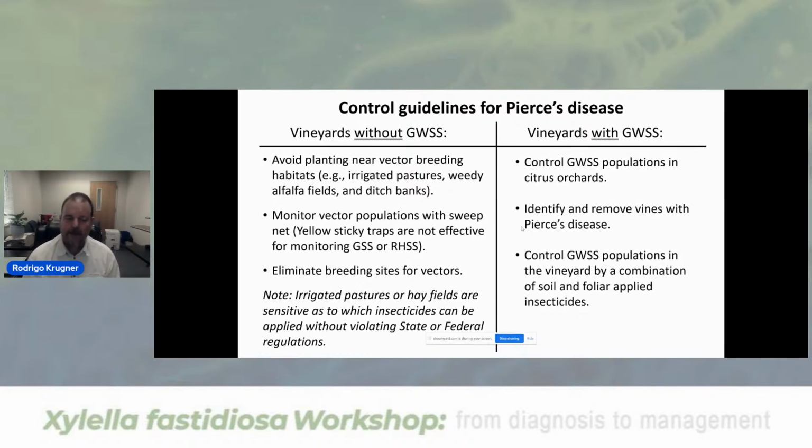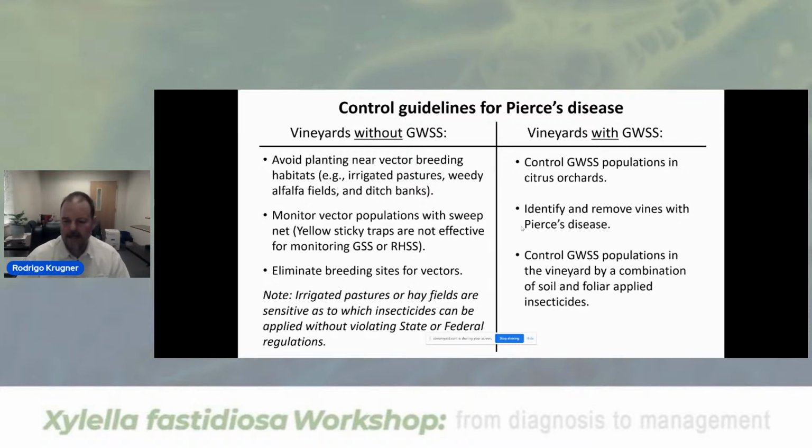And then in the vineyard, one of the recommendations is to identify and remove vines with Pierce's disease symptoms. So if you find a diseased grapevine, you have to remove it as quickly as possible because that one grapevine may serve as a source of inoculum for secondary spread. So it's important to monitor the vineyards as well.